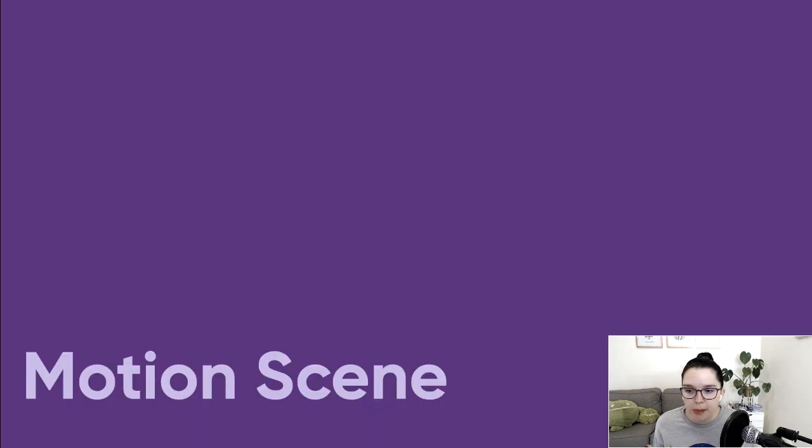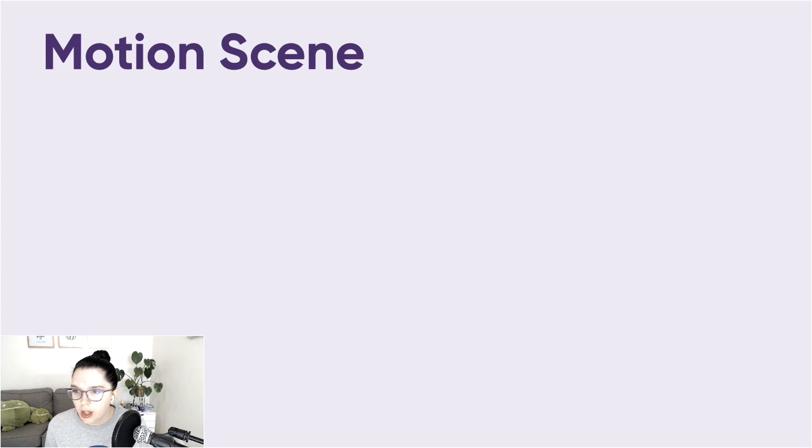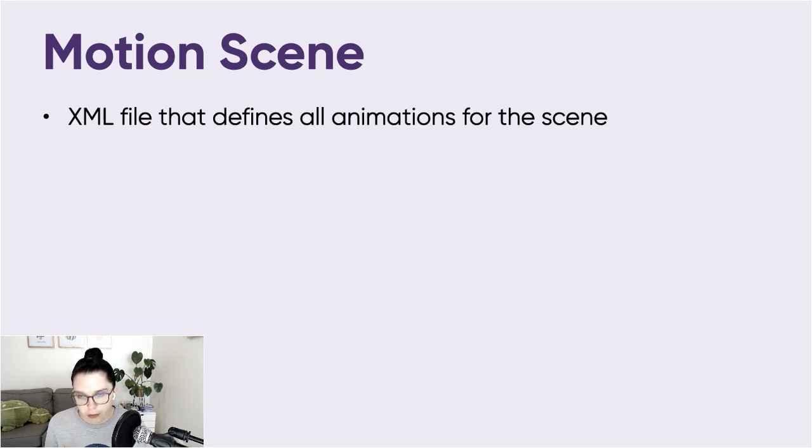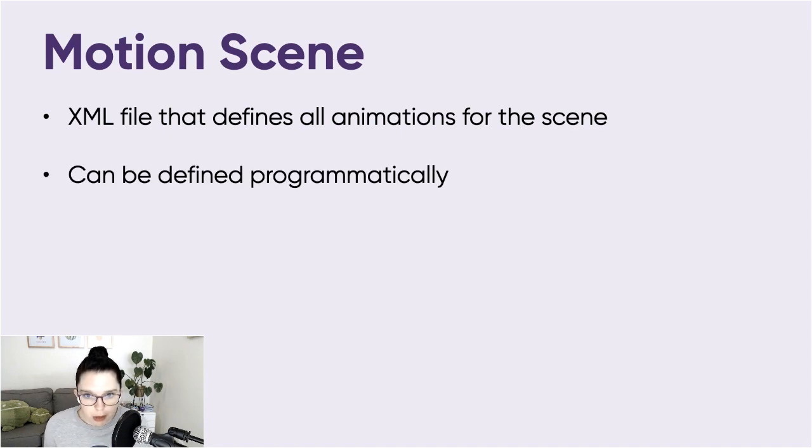But let's talk a little bit about this motion scene XML file that we've just defined. The motion scene file is an XML file that defines all the animations for that particular scene or layout. We can also define this programmatically, but generally all the examples are done with XML at the moment. So it's just an XML file, but you can also create this with Kotlin or Java if you wanted to, and create it dynamically.